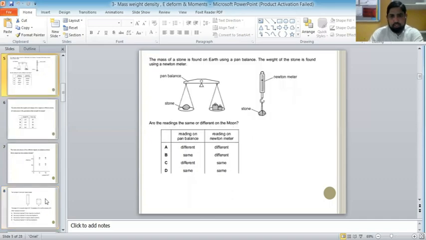Again, a similar question. On Earth, using the beam balance, the mass of a stone is found, and using a Newton meter, the weight of the stone is found. Are the readings the same or different on the moon? The reading on the beam balance will be the same, and the reading on the Newton meter will be different.